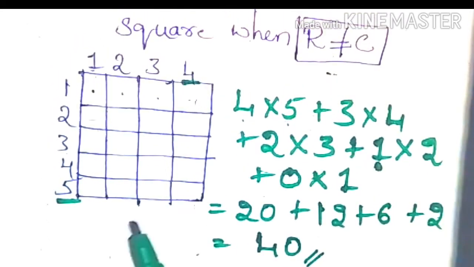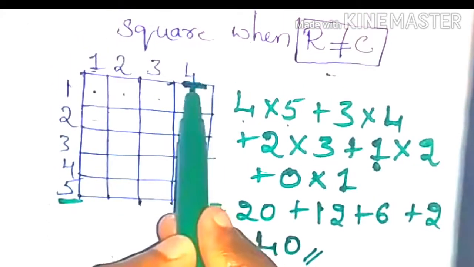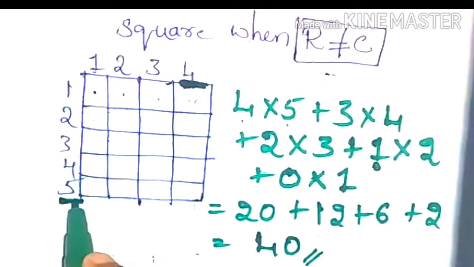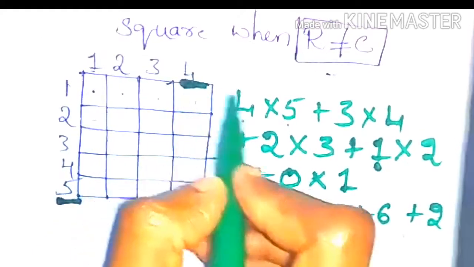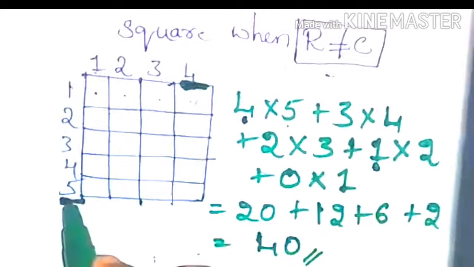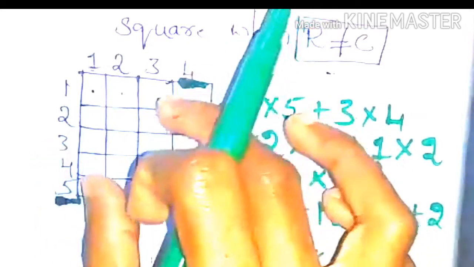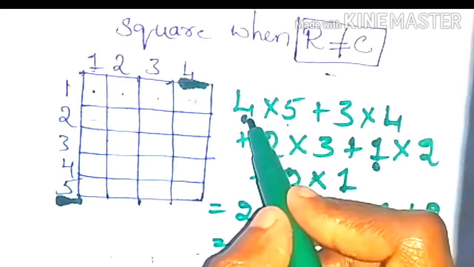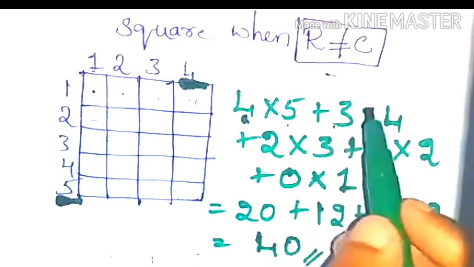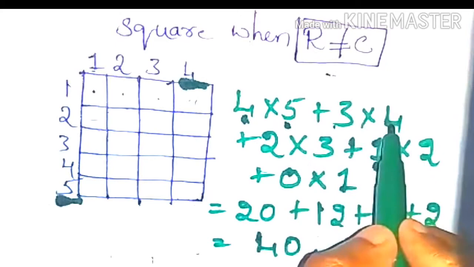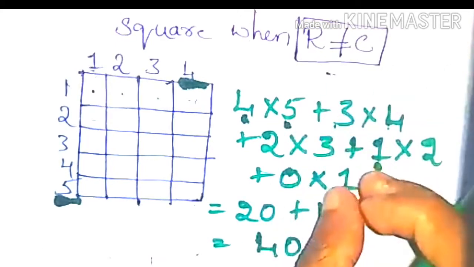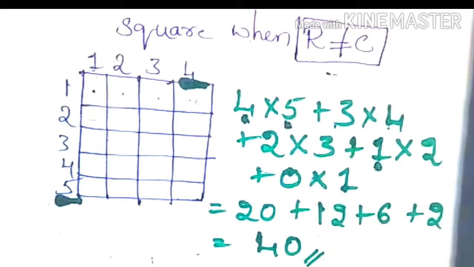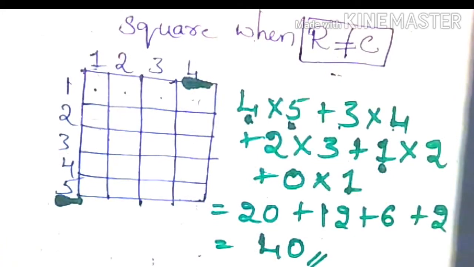Once again I am explaining: this is a figure in which 4 columns and 5 rows are there. Take the highest from the columns and the highest from the rows, and from these two terms only we have to subtract 1 each time. From 4, when we subtract 1 it is 3. From 5, when we subtract 1 it is 4. Like that we continue until we get 0. Next, add all those.